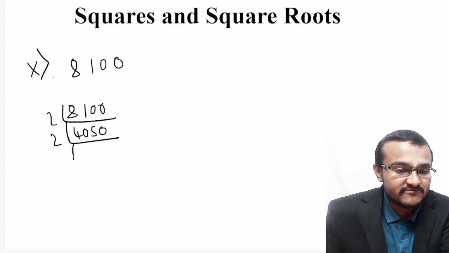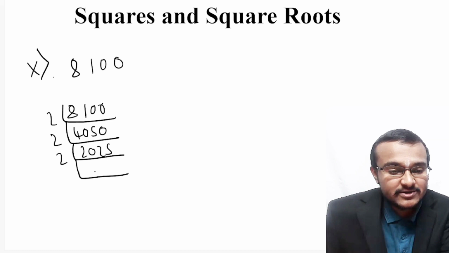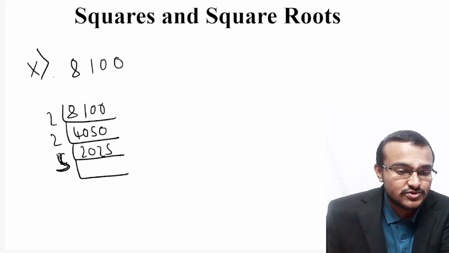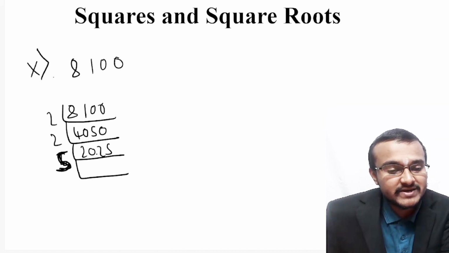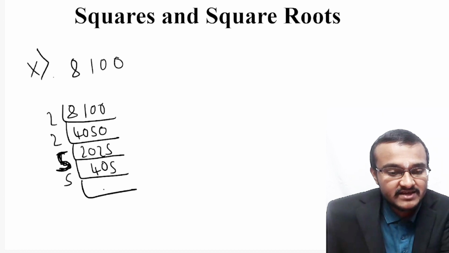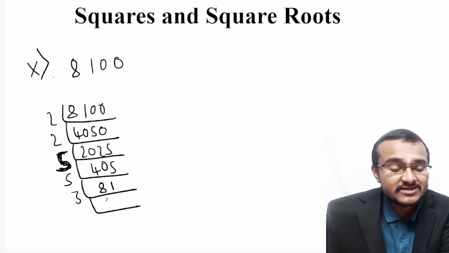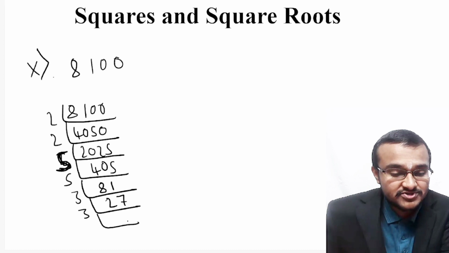Next, again if you divide this by 2, you will get 2025. Again, when you divide this 2025, it will not go with 2. So let us take 5. When you divide this 2025 by 5, you will get 405. Again when you do this with 5, you will get 81. Again when you use 3 here, you will get 27. Again when you use 3, you will get 9. Again when you use 3, you will get 3.